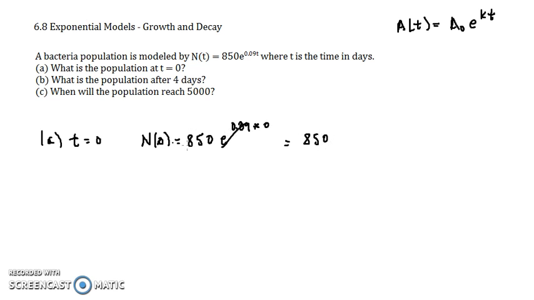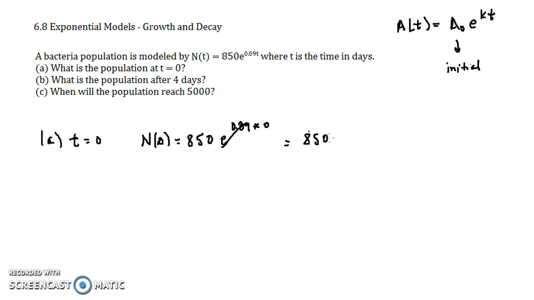Okay, so you can plug t equals 0 in and you get that. Or you can remember that the number in front is our initial amount, and you could just read that right off of here, 850, and you get the same answer. And that's why when you plug 0 in here, that whole thing's always going to be 1 and you just get the number out front.